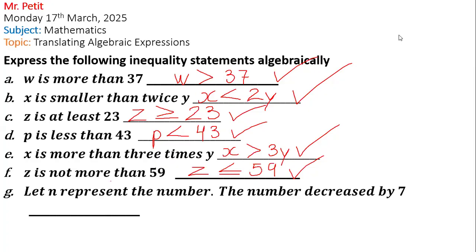Okay. I think it's N minus 7. You think it's N minus 7? Why you say N minus 7? Because N represents the number and the number is being decreased by 7. So why not N less than 7?